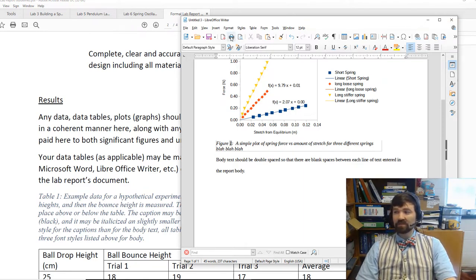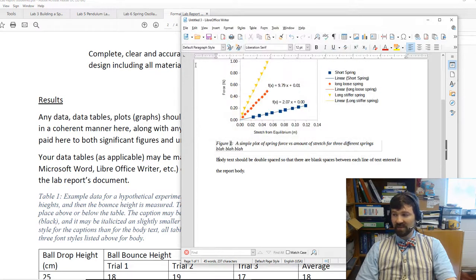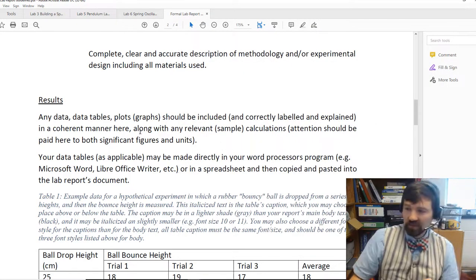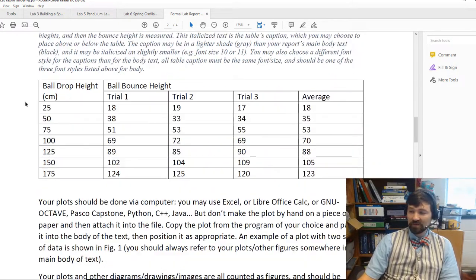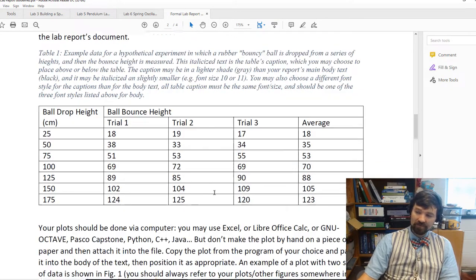And then at the end, you're supposed to electronically submit it. You need to turn it into a PDF file. You can export it as a PDF from Word or from LibreOffice Writer, and then upload it. Okay, I have in this handout given you an example of a table with some caption for it.